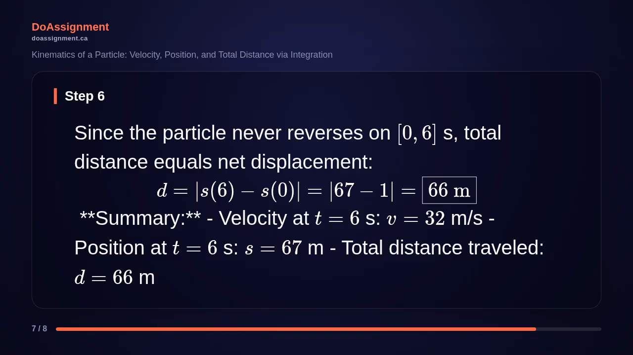To summarize, at t equals 6 seconds, the velocity is 32 meters per second, the position is 67 meters, and the total distance traveled over the 6-second interval is 66 meters.